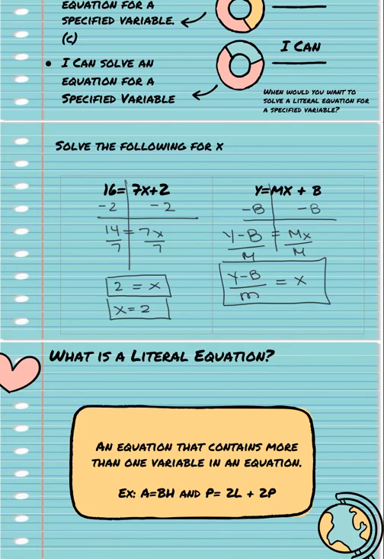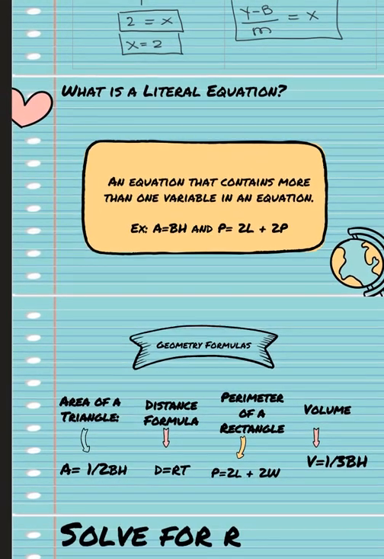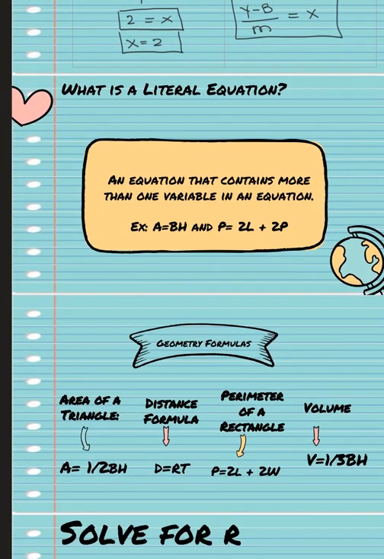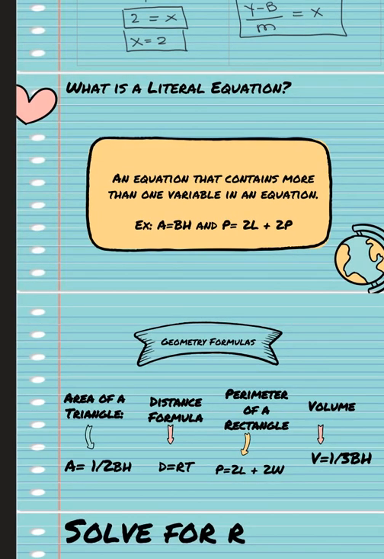All right, so now that we've seen an example, what is a literal equation? A literal equation is an equation that contains more than one variable in the equation. So for example, area equals base times height, and perimeter equals 2 times the length plus 2 times the width. That should be 2w. Make sure you change that to 2w, not 2p. Scratch that out, and that should be w.